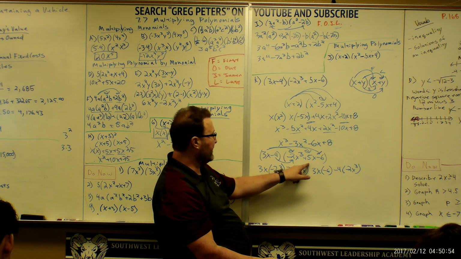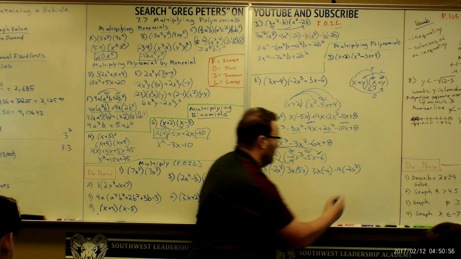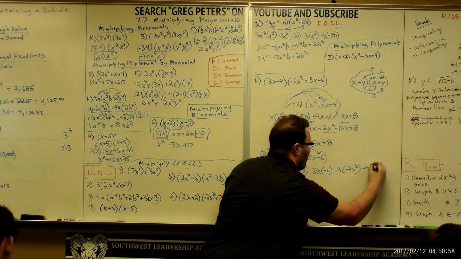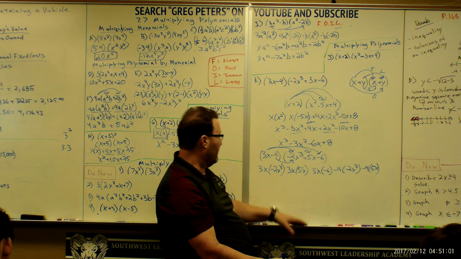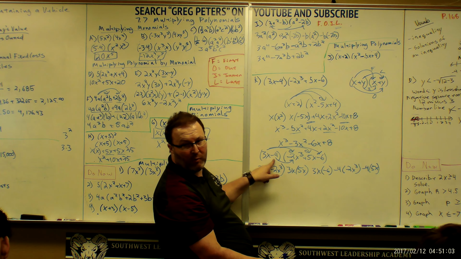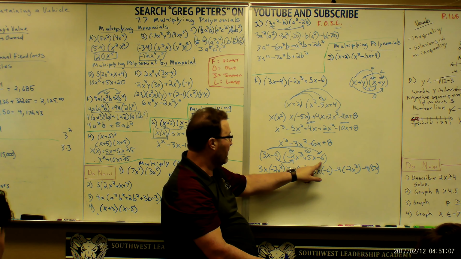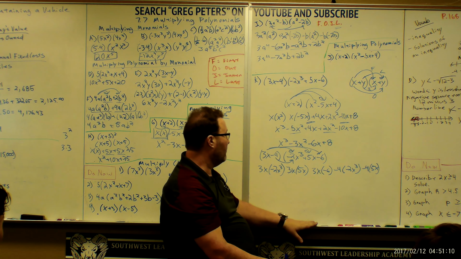And then negative 4 times plus 5x. So negative 4 and 5x. And then our last one, I'm just going to write this. I'm not going to put it in parentheses because it's obvious, right? Negative 4, negative 6. What's my answer? What's 4 times 6?